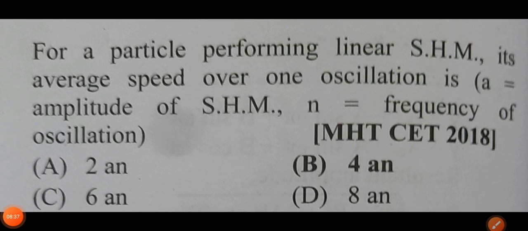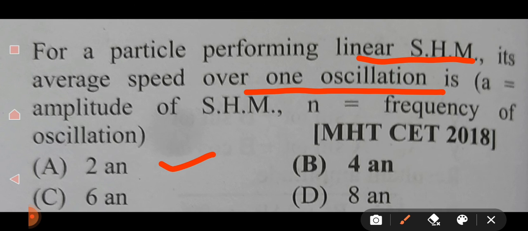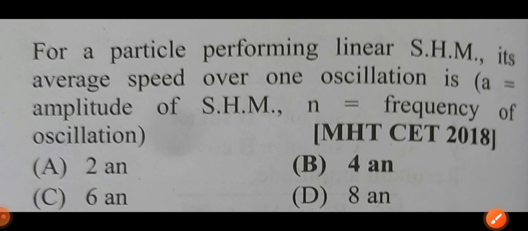Friends, the next question was asked in MHT CET 2018. A particle performing linear SHM, we have to calculate the average speed over one oscillation. Options: 2 an, where A is the amplitude and n is the frequency, 4 an, 6 an or 8 an. So here we'll see how to find the solution of this question.